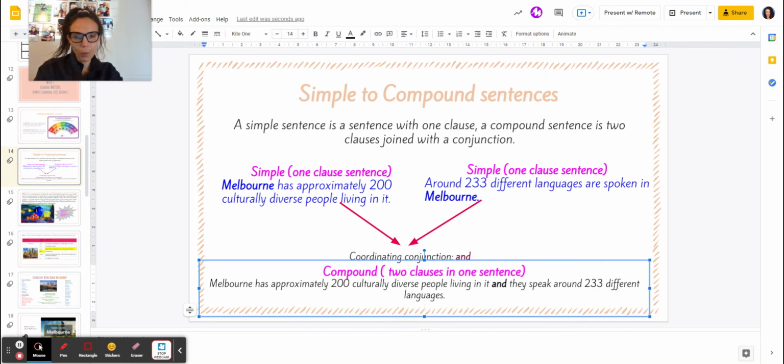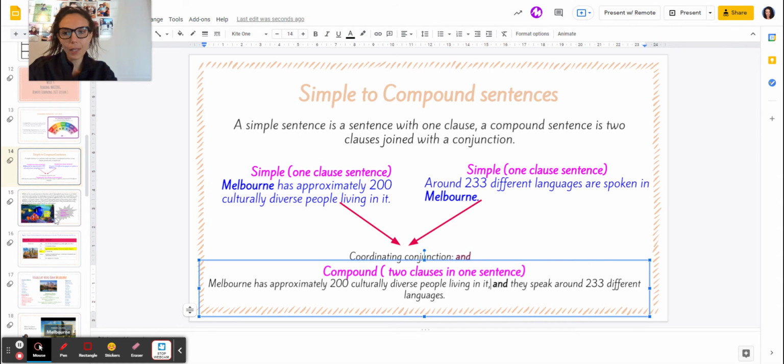I hope you heard me pause in this part because I want to emphasize that we're using our commas as well. Okay, so when you take a little breath: Melbourne has approximately 200 culturally diverse people living in it, and they speak around 233 different languages.